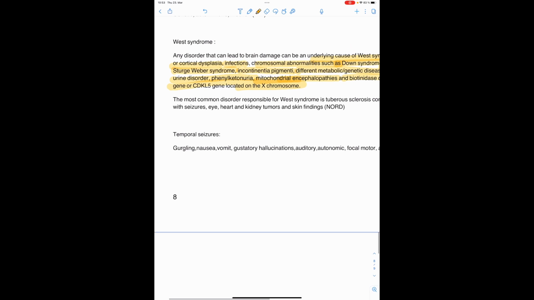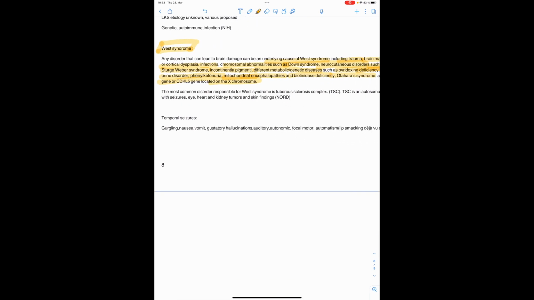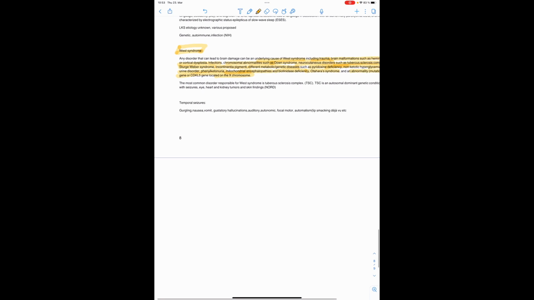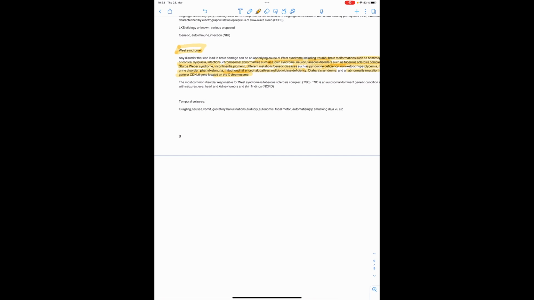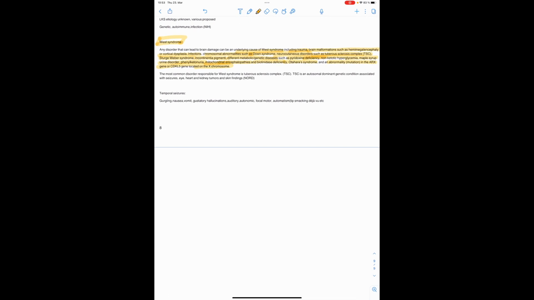So, West syndrome. First, I told you what is West syndrome, what are the features, and what is the prognosis. Now, I told you a little bit that there can be underlying causes: trauma, brain malformations, chromosomal abnormalities such as Down syndrome, neurocutaneous disorders such as tuberous sclerosis, Sturge-Weber, and the others I mentioned. Then there can be metabolic problems such as phenylketonuria. Then an Ohtahara syndrome patient can also later on turn to West syndrome and later on to Lennox-Gastaut. The most common disorder responsible for West syndrome is tuberous sclerosis complex.